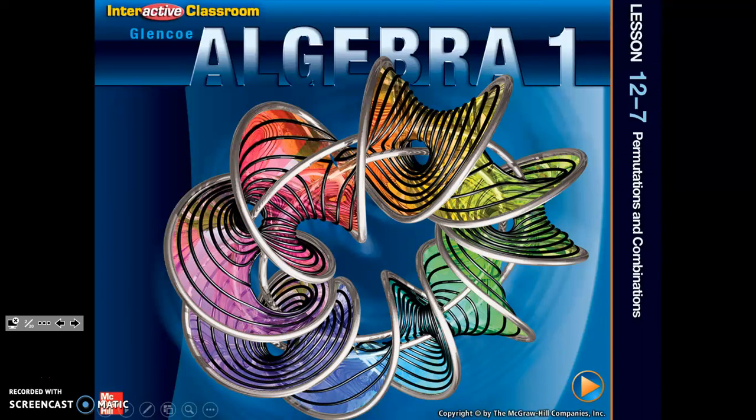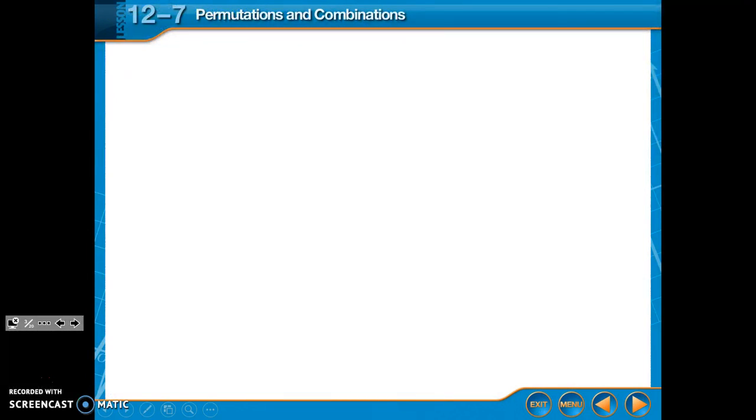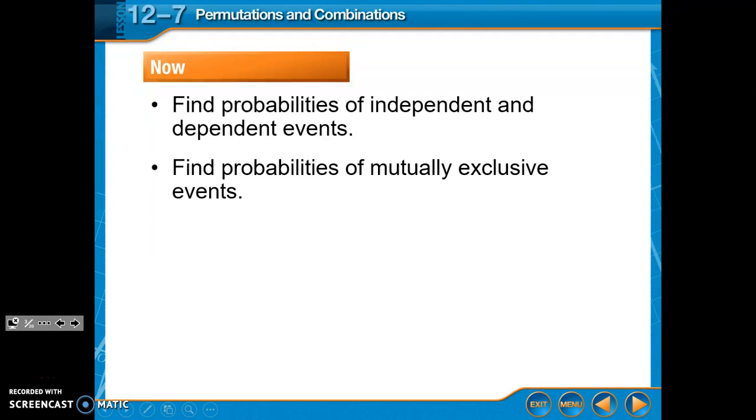Lesson 12.7 is on the probability of compound events. I know it says something else there. So, in this lesson, you will learn to find the probabilities of independent and dependent events, and then find probabilities of mutually exclusive events.